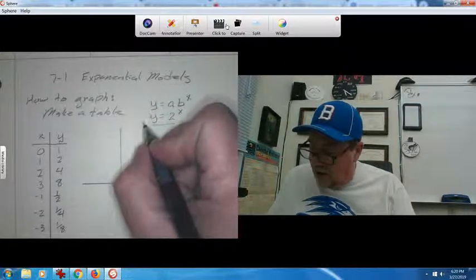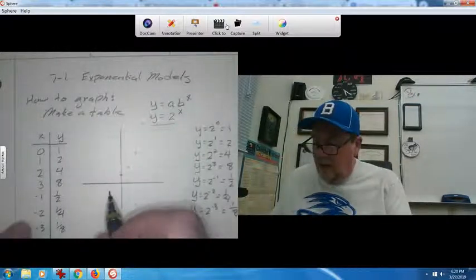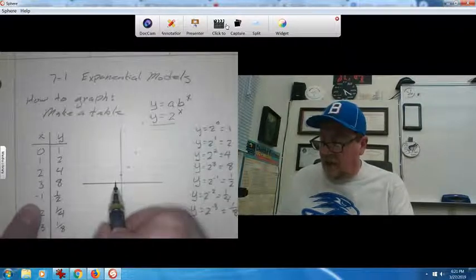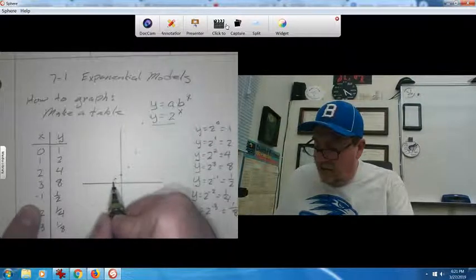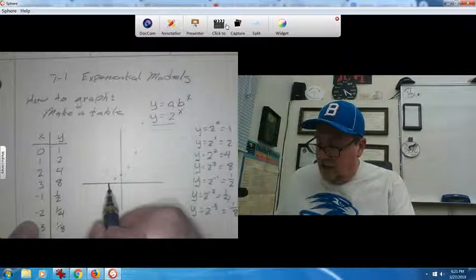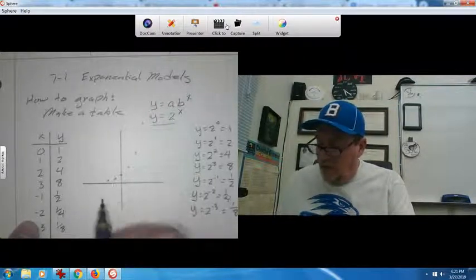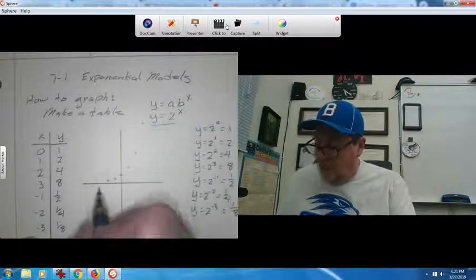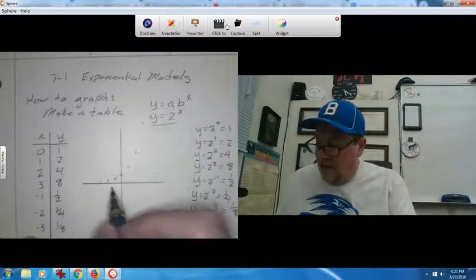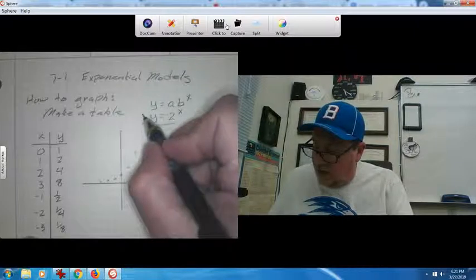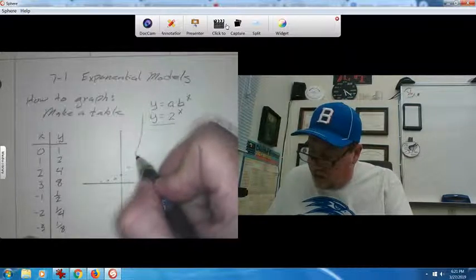Now go in the other direction. When x was -1, y was 1/2. When x was -2, y was 1/4. When x was -3, y was 1/8. And I think you get a pretty good idea what's happening here. We'll connect our dots.